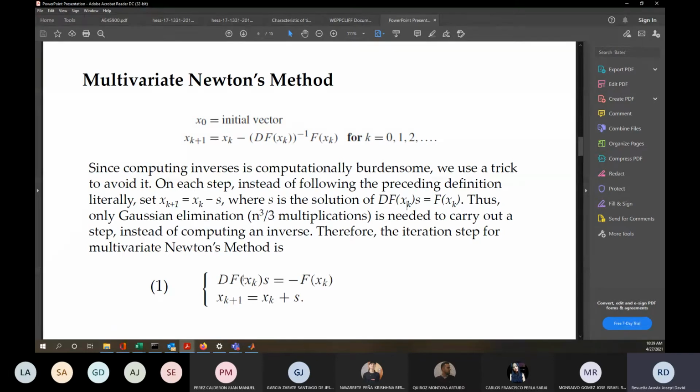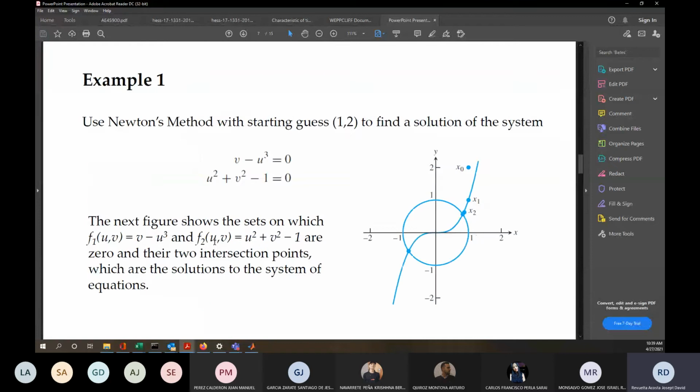But this is going to be more understandable if we do it in MATLAB. So this is example number one. Use the Newton method with the starting point of 1 and 2 to find the solution of the system. So you see that this is the system.